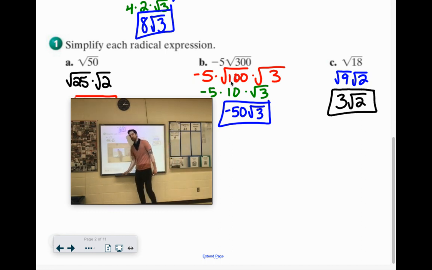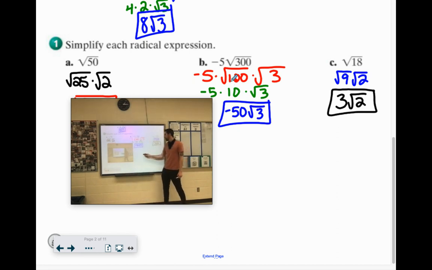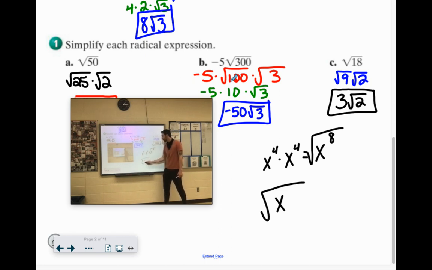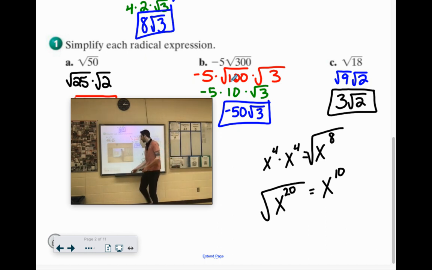Now we're going to be getting into variables. Now I want you to keep in mind x to the 4th times itself would give you x to the 8th. So if you were square rooting x to the 8th, you're like, what times itself gives you x to the 8th? All you have to do is divide the exponent by 2. So if I had the square root of x to the 20th power, you just divide the exponent by 2, x to the 10th.